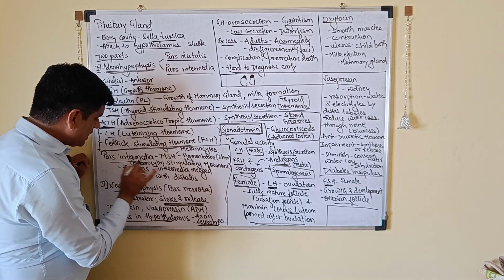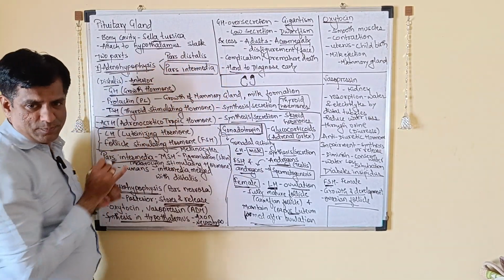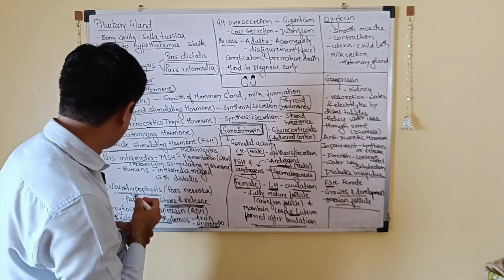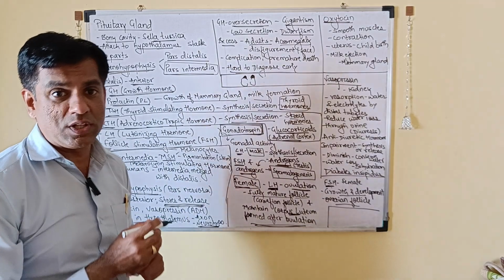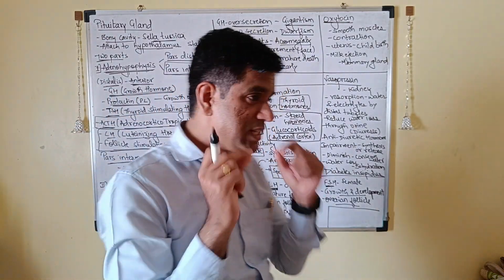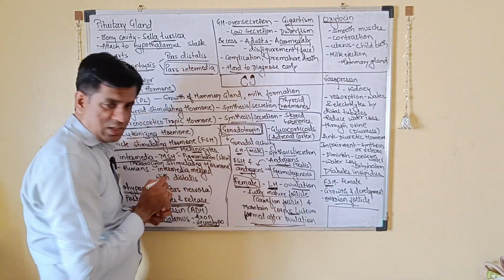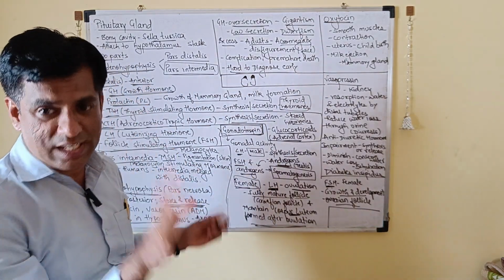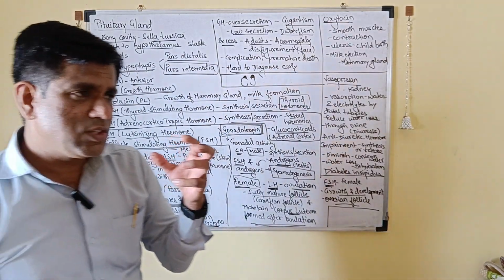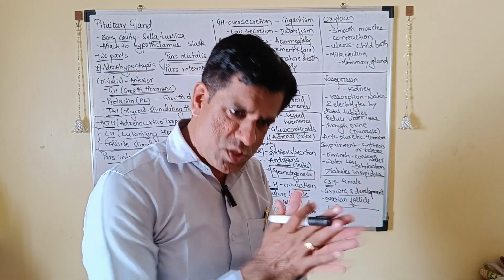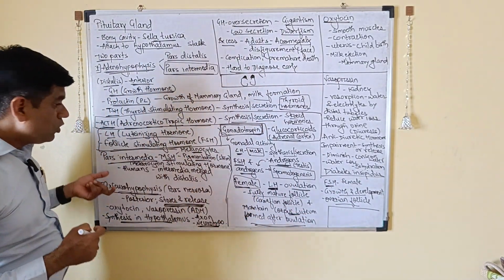Then you have this pars intermedia, which I told is not much developed in humans, right? So that pars intermedia is actually producing this melanocyte stimulating hormone, the MSH. This MSH is controlling your melanocytes and it's controlling pigmentation, that is your pigments on the skin. So that is the function of this pars intermedia. But as I told, in humans, this pars intermedia is merged with pars distalis. It doesn't have much significance as such.